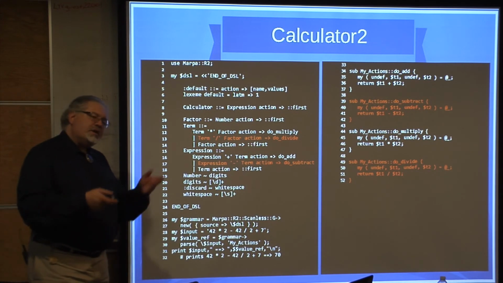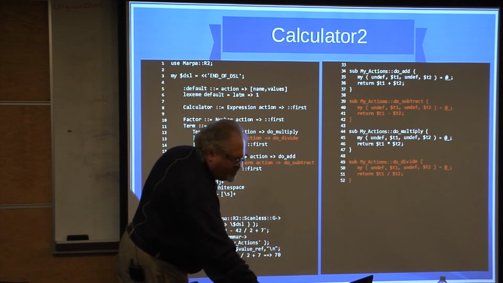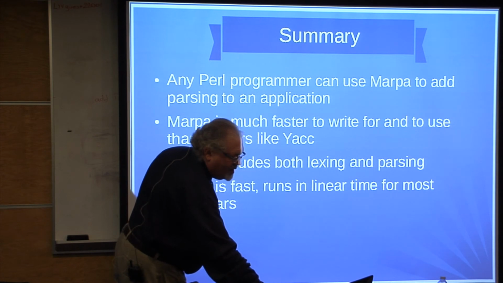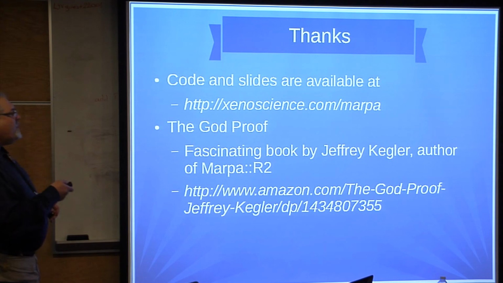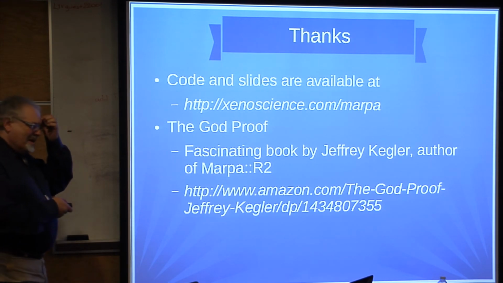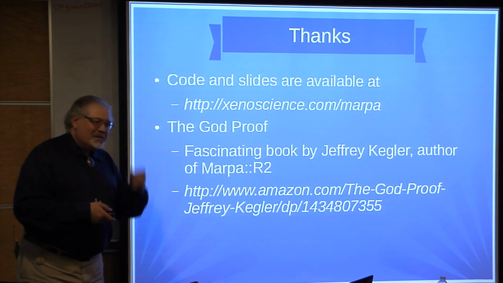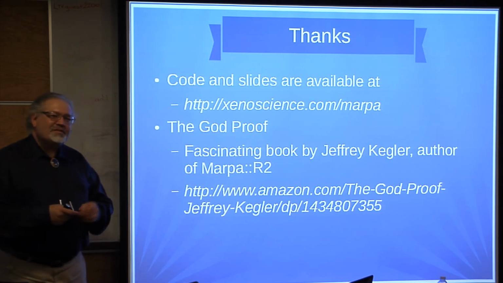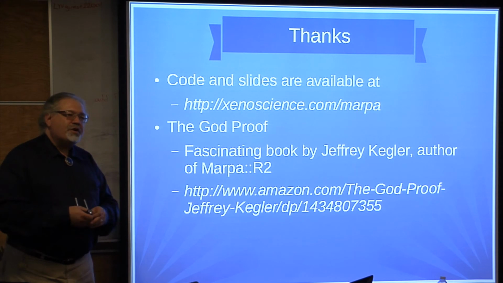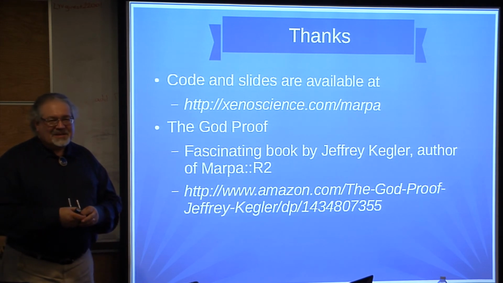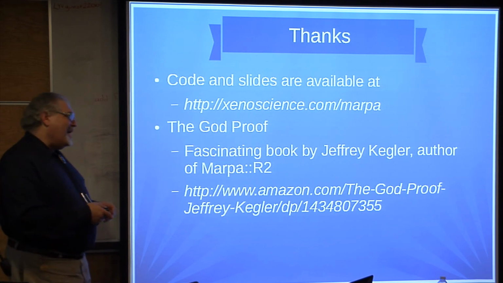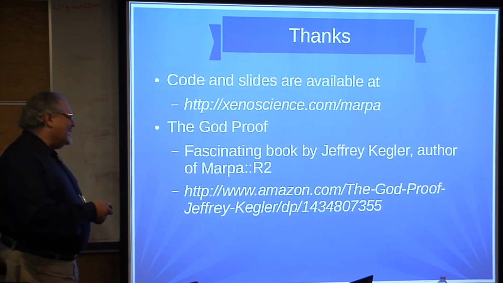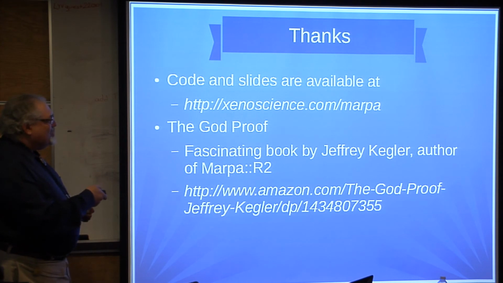And so if you want to look at the website, it doesn't have anything in it except for these things. And that's at neuroscience.com/Marpa. And I could spend a little time talking about the author of this module. Jeffrey Kegler turns out to be a very interesting person. He's a scholar when it comes to Kurt Gödel, who was a great logician, and who actually proved the existence of God, he says, in 1970, according to this book that Kegler wrote.